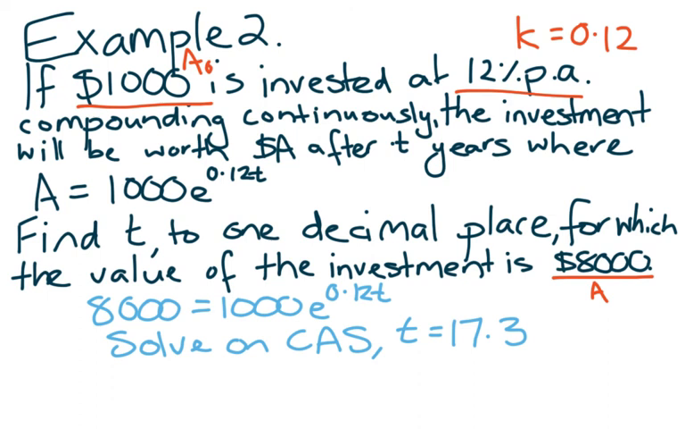Just be sure on your CAS to make sure that you have it set in decimal. The standard calculation will give a logarithm in the answer, which is totally fine if you have already covered logarithms. But if you haven't covered logarithms, then you will need to make sure that you have 17.3. So your calculator needs to be in decimal.